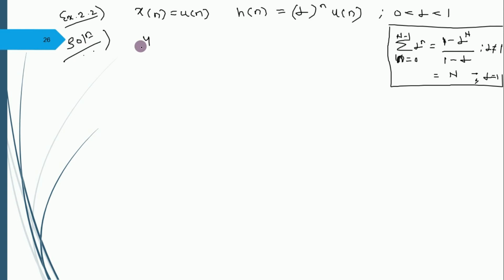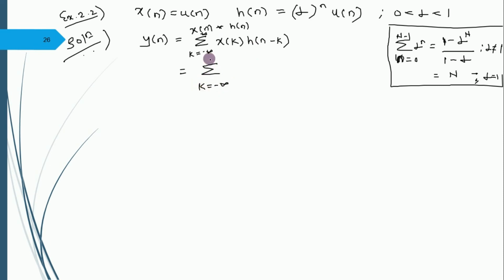So y of n is equal to x of n convolved with h of n, which is the summation from k equals minus infinity to plus infinity of x of k h of n minus k. So you can either write in this fashion, or else you can also write the other way. I normally prefer the easier method. I'm going with the easier method. Okay, so the other way, this method, is also okay.